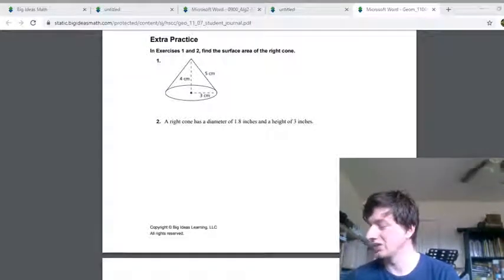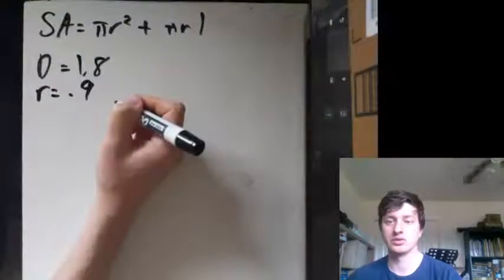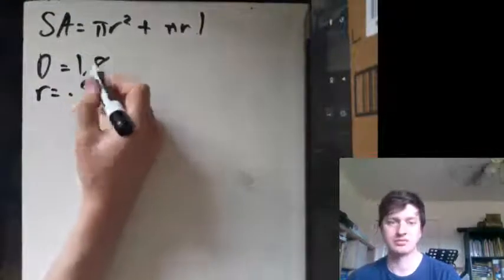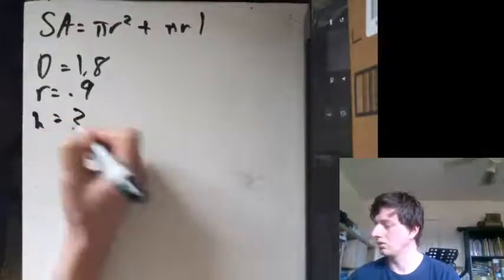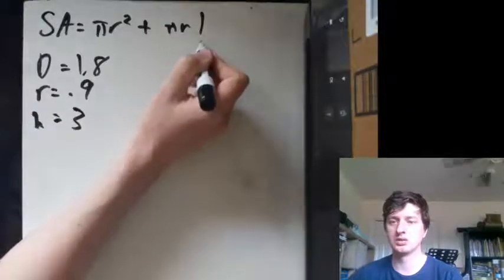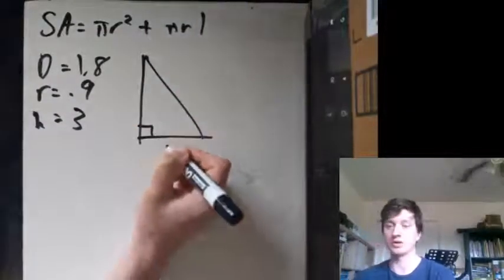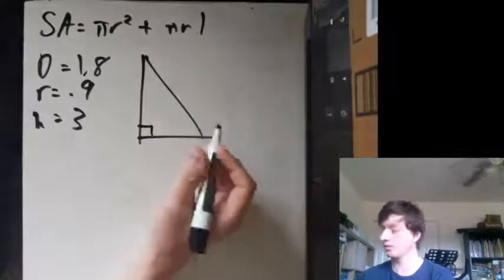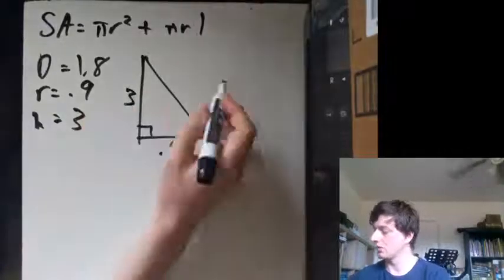So this means the radius is half of that, right? Because the diameter is twice the radius. So here's the radius, half of 1.8 is 0.9. And then the height is 3. But we don't have the height in the formula, right? We need a slant length. So here's our right triangle of our cone. If we spun this around, it would give us the cone. The radius is 0.9, the height here is 3, and we need to find this.